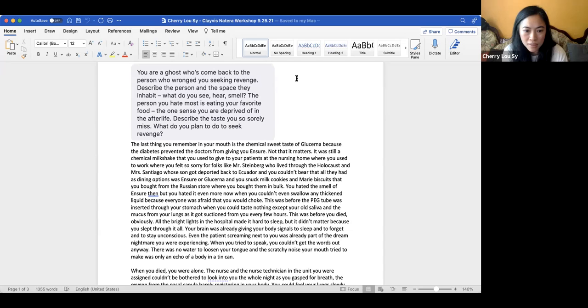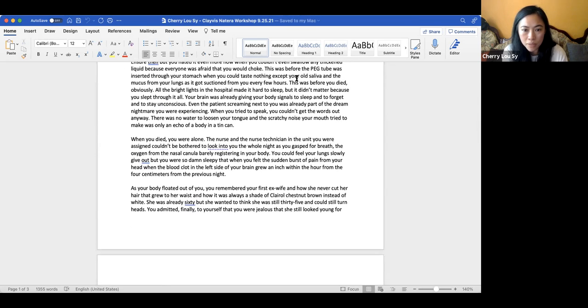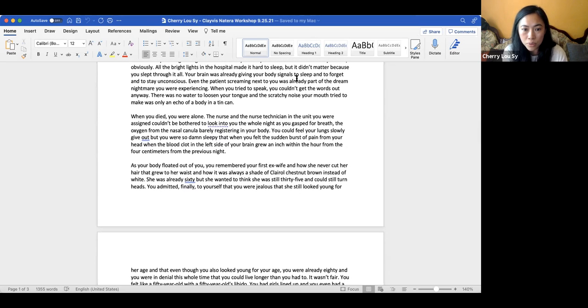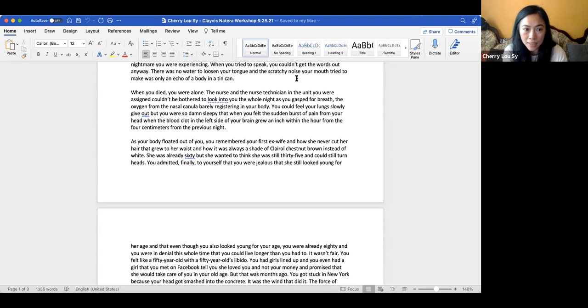All the bright lights in the hospital made it hard to sleep, but it didn't matter because you slept through it all. Your brain was already giving your body signals to sleep and to forget and to stay unconscious. Even the patient screaming next to you was already part of the dream nightmare you were experiencing. When you tried to speak, you couldn't get the words out anyway. There was no water to loosen your tongue, and the scratchy noise your mouth tried to make was only an echo of a body in a tin can. When you died, you were alone.